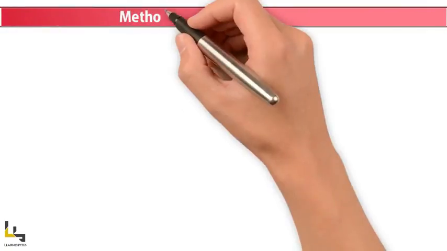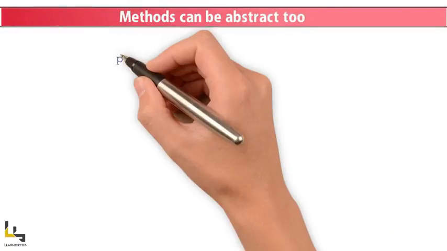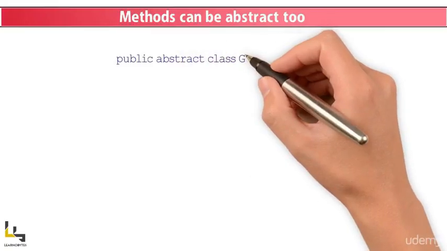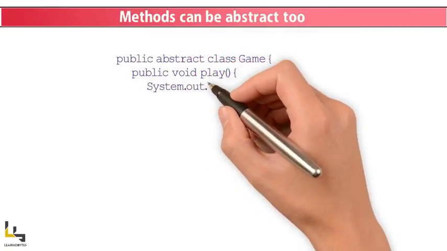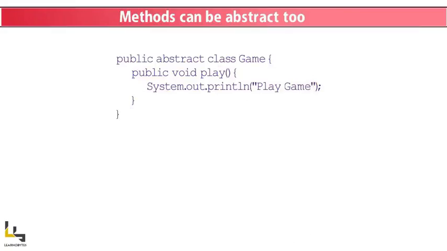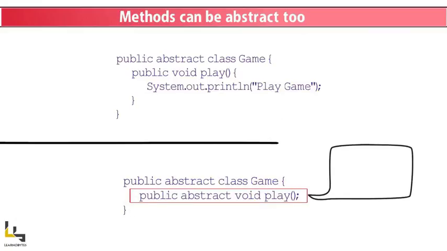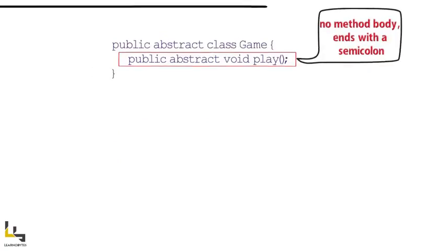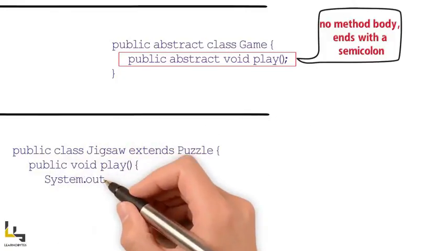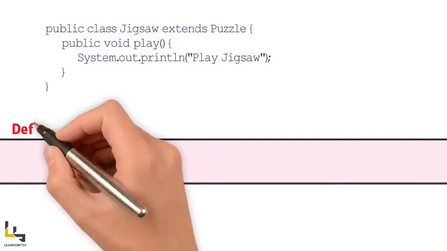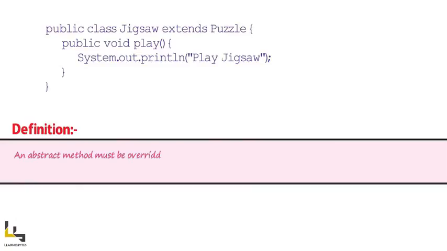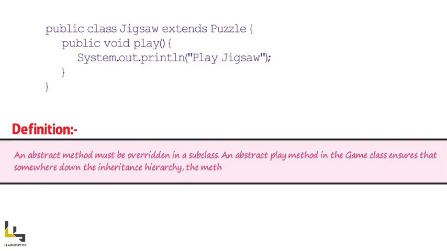Besides classes, we can also mark methods as abstract too. Since we cannot create an instance of Game, as we wouldn't know how to play it, it also does not make sense to define a play method in abstract class Game. So, instead of providing a meaningless, dummy implementation, we can simply mark the method as abstract. A specific subclass, like a Jigsaw, should define a way to play itself. An abstract method must be overridden in a subclass. So, having an abstract play method in the Game class ensures that somewhere down the inheritance hierarchy, the method will be overridden with a concrete implementation.